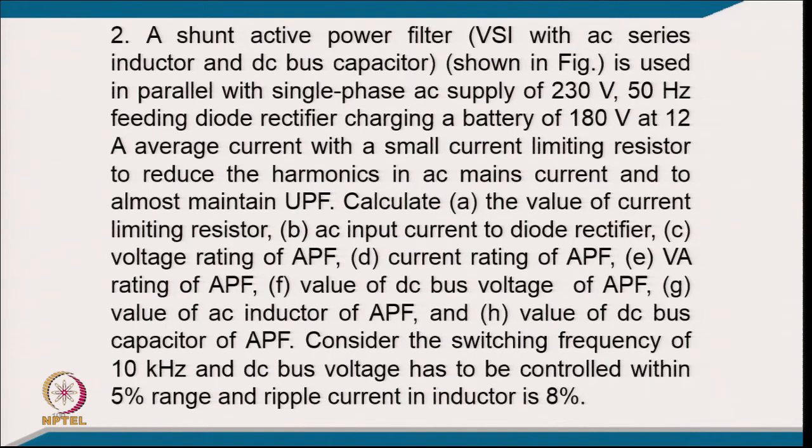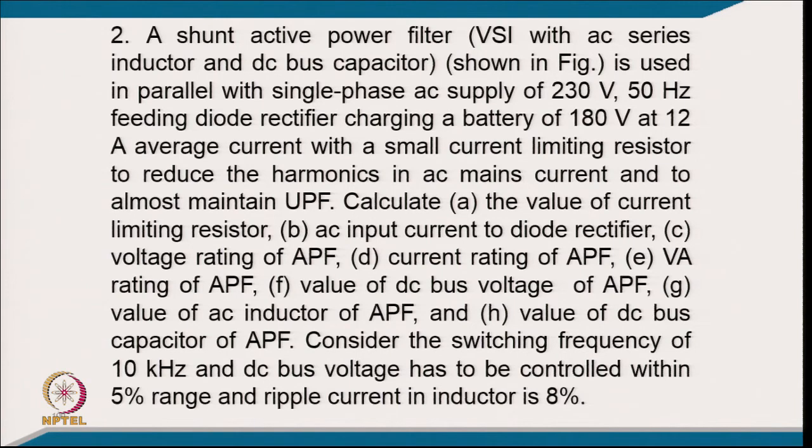Coming to the second numerical problem: the shunt active power filter, a voltage source inverter with an AC series inductor and DC capacitor shown in the figure, is used in parallel with the single phase supply of 230 volt, 50 hertz, feeding a diode bridge rectifier, charging a battery of 180 volt and 10 ampere average current with a small current limiting resistor, to reduce the harmonics in the AC mains current and to almost maintain unity power factor.